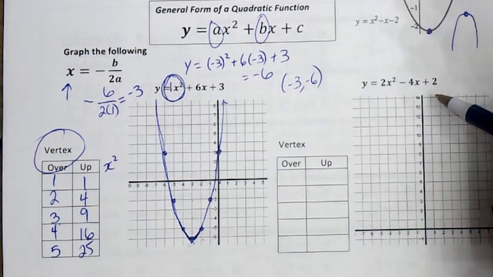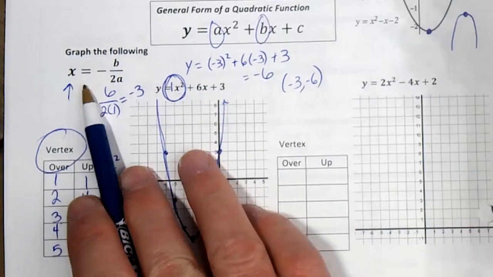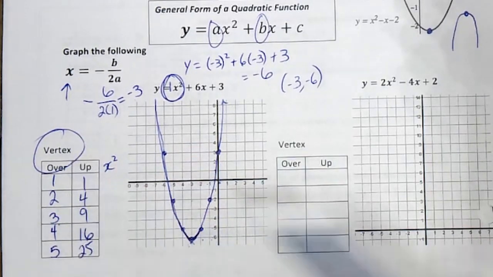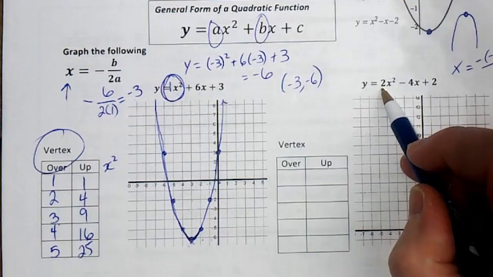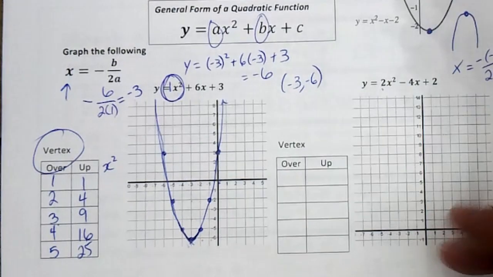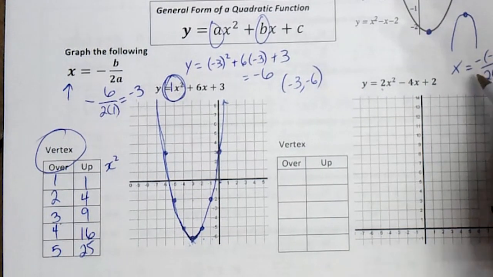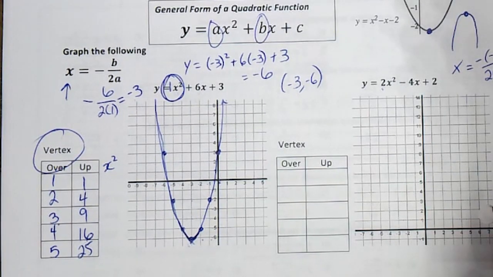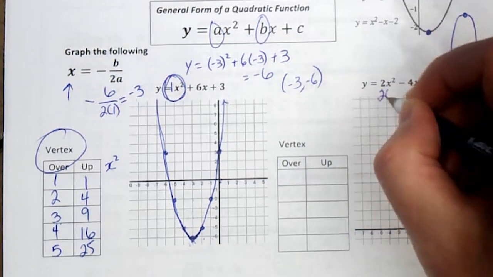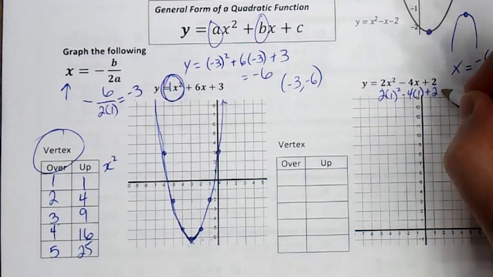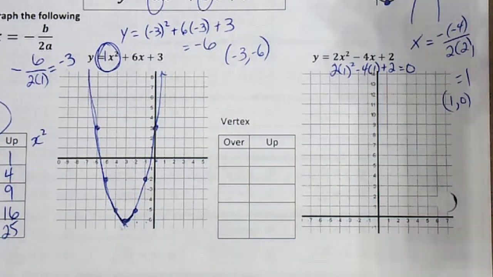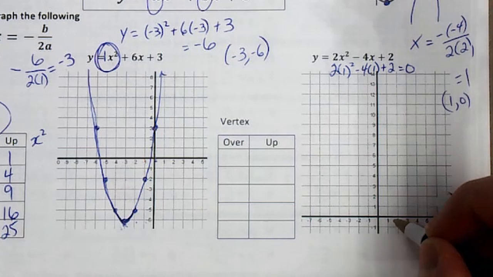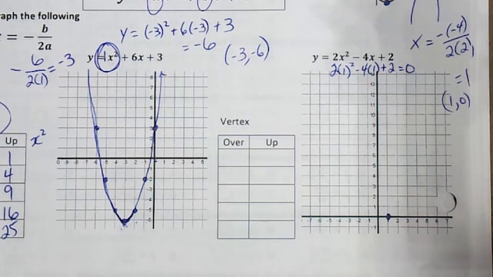So let's try this one. We're going to go back to the beginning. x equals negative b over 2a. And 2a, 2 times 2. Now we've got a double negative, so it's going to become positive. 4 divided by 4 equals 1. That's half my vertex. What's the next step? We need to find the y-coordinate. So I'm going to plug this in, and we get 0. So we've got our vertex. I'm going to put it on the graph, 1, 0.